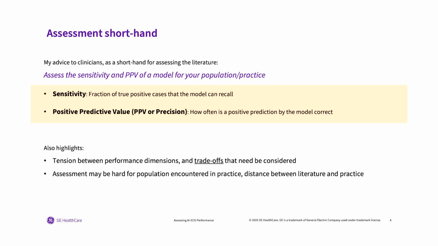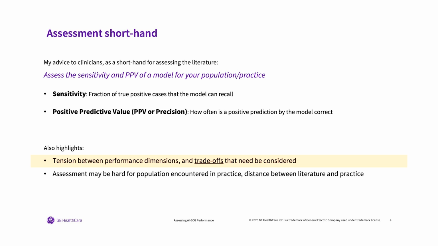Positive predictive value especially is a very practical metric, often underappreciated or undervalued in the literature. These metrics together are a very good combination because they highlight that there's real tension between performance dimensions. If you try to increase sensitivity, you will reduce the positive predictive value of a model, and vice versa. So there are real trade-offs in performance dimensions that need to be considered for how best to deploy the model in clinical practice.